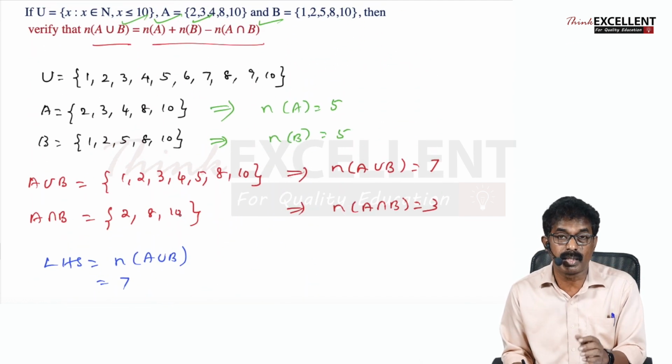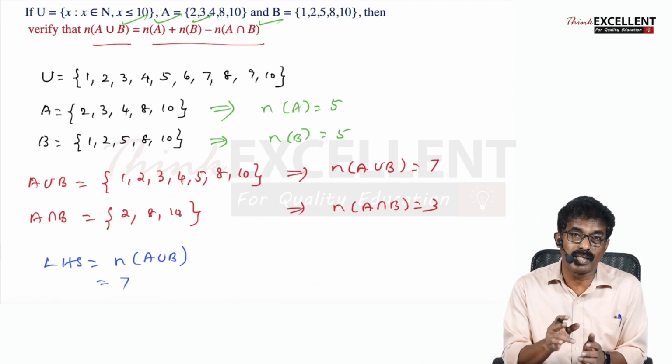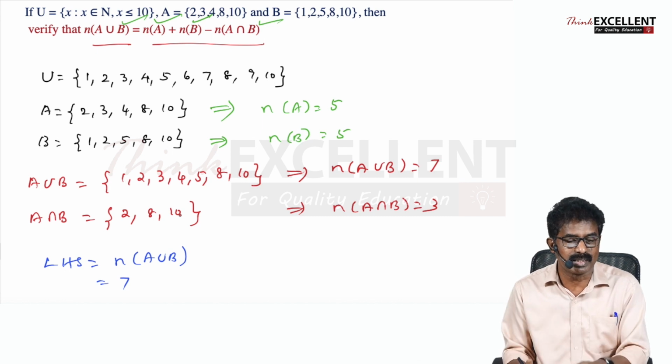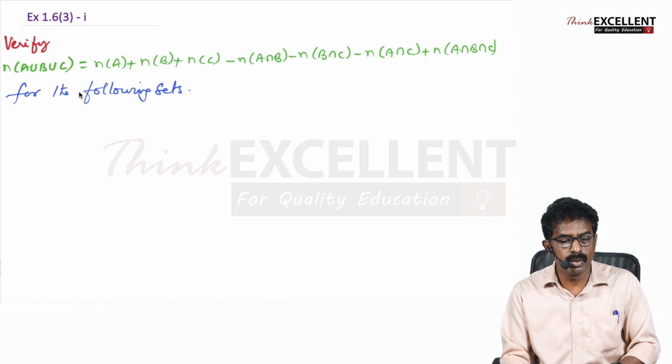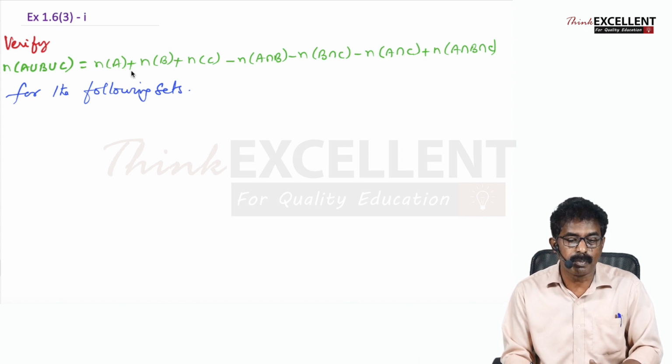It's a 2-mark question, but sometimes they'll ask you to verify in 3 sets. One result we studied, no? So that type also I'll give you a question. Look at this question. Verify n of A union B union C equal to n of A plus n of B plus n of C minus n of A intersection B minus n of B intersection C minus n of A intersection C plus n of A intersection B intersection C.